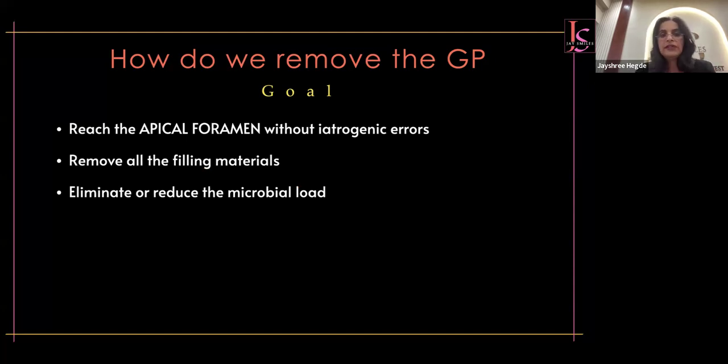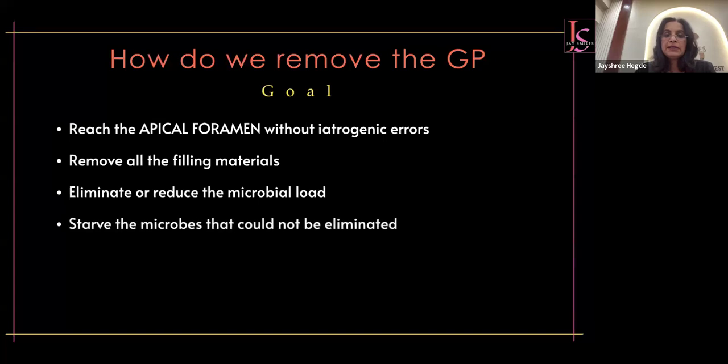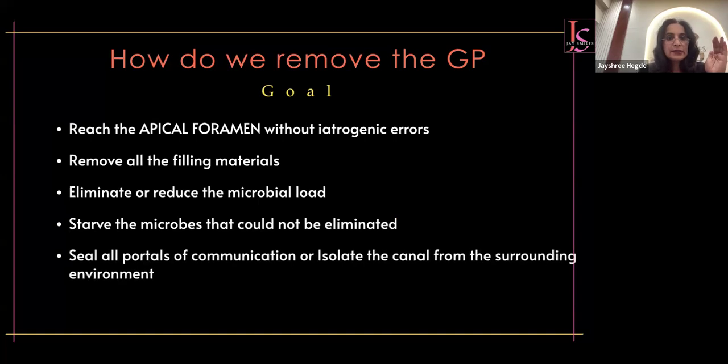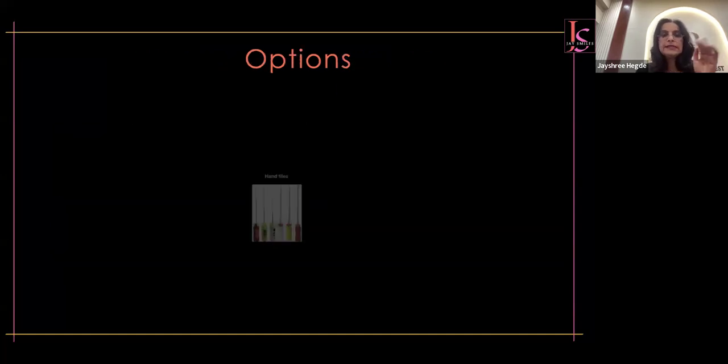We need to remove all the filling material and eliminate the microbial load. Or if you cannot eliminate all the microbes, like in the lateral canals or accessory canals, you starve the microbes by just sealing them. You don't give them any food and they will die a natural death. So seal all the portals of communication, or isolate the canal from the surrounding environment. That's how you seal them.